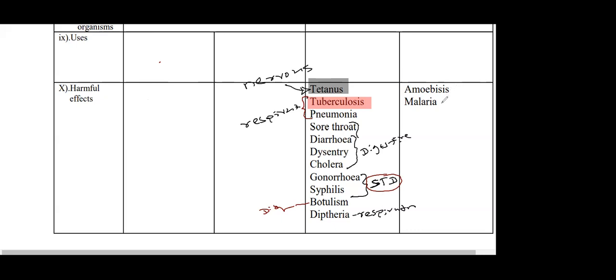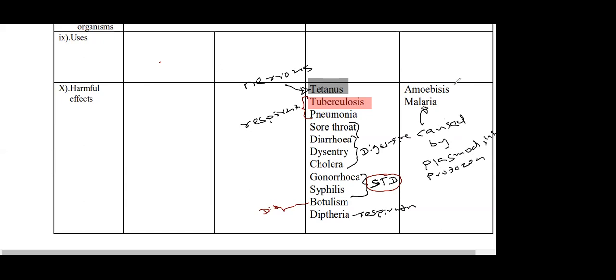Then amoebiasis and malaria. Malaria is caused by protozoa. The vector is a mosquito, same as dengue. It is caused by a protozoa called Plasmodium. Plasmodium is not a virus. Malaria is caused by Plasmodium protozoa. Amoebiasis is caused by amoeba.